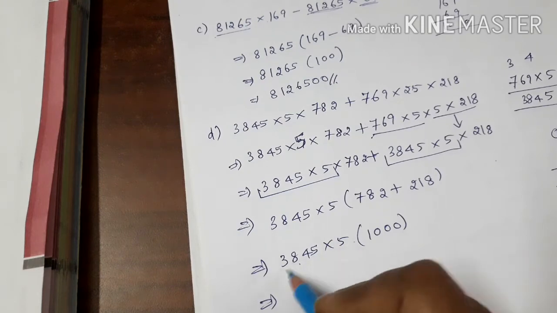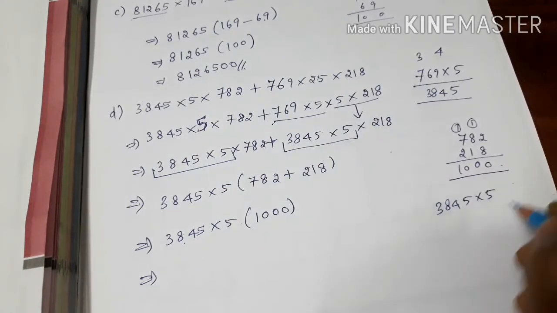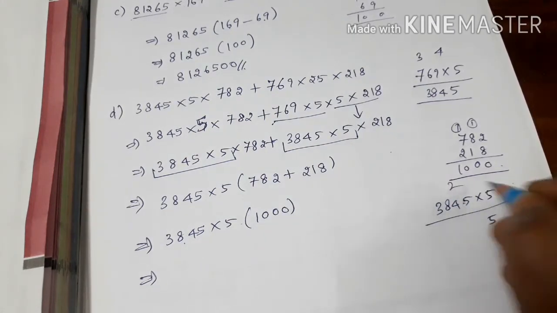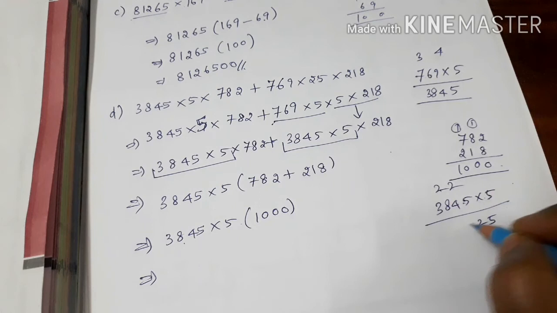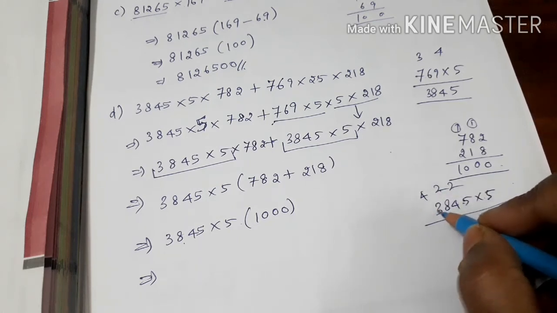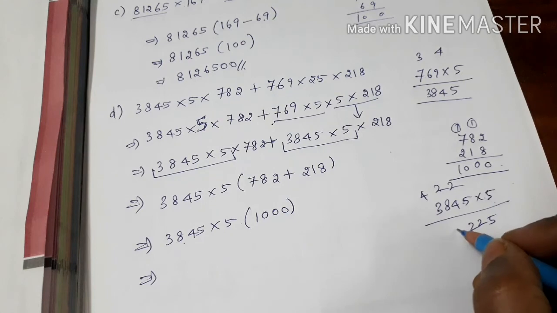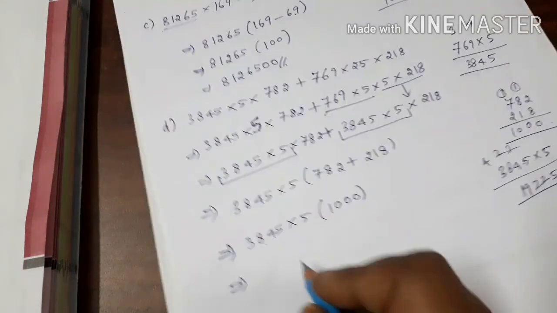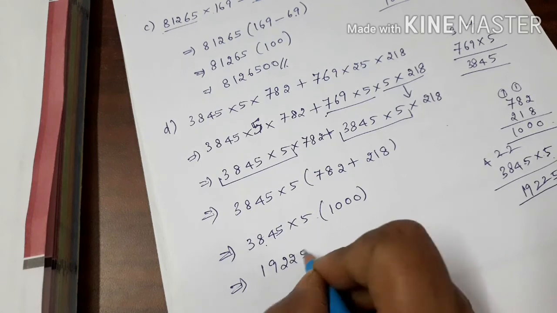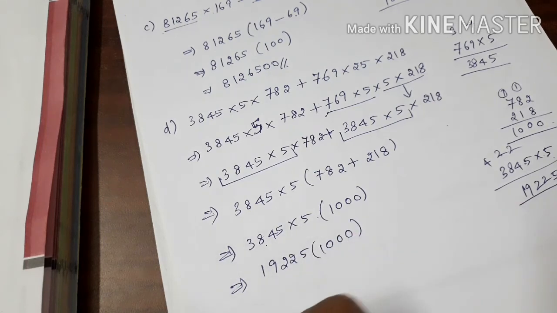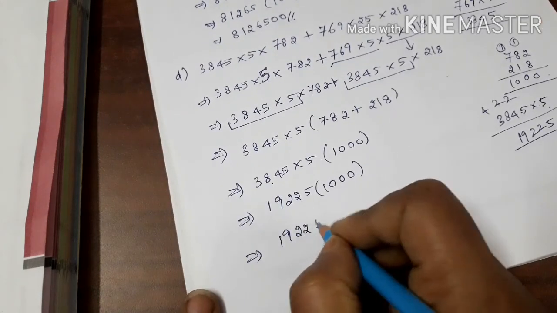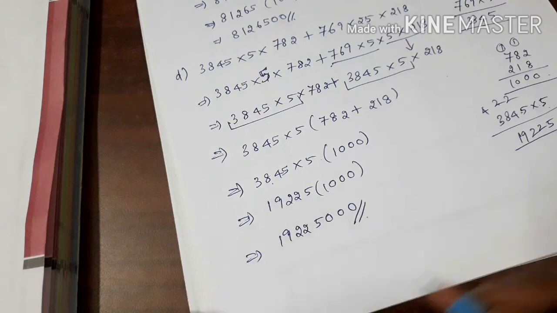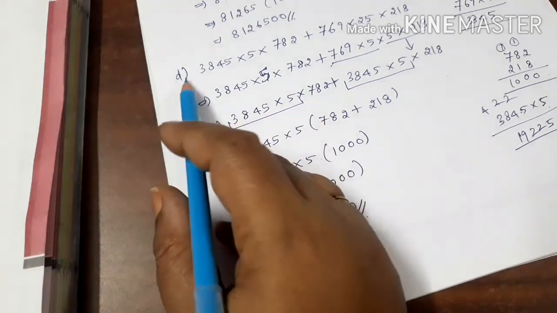So we have to multiply these two, that is 3845 into 5. 5 fives are 25, remaining 2; 5 fours are 20, 22, remaining 2; 5 eights are 40, 42, remaining 4; 5 threes are 15, 15 plus 4, 19. That is 19225. When we multiply this by 1000, we will get 19,225,000. This is the answer for the fourth sum, that is 3D.